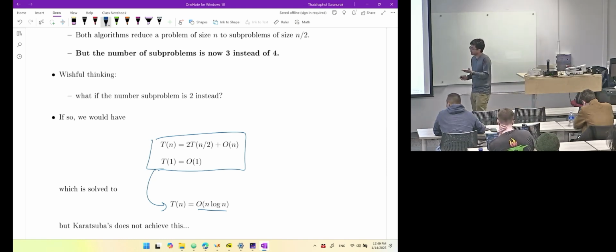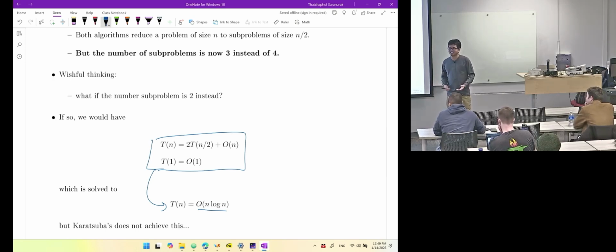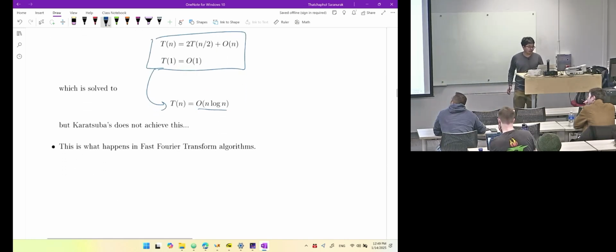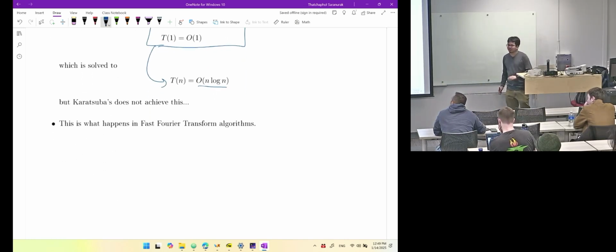But the Karatsuba idea that you just saw will not work. We need completely new ideas, and to do this, we need some background. Okay, so any question before I now talk about the fast Fourier transform?